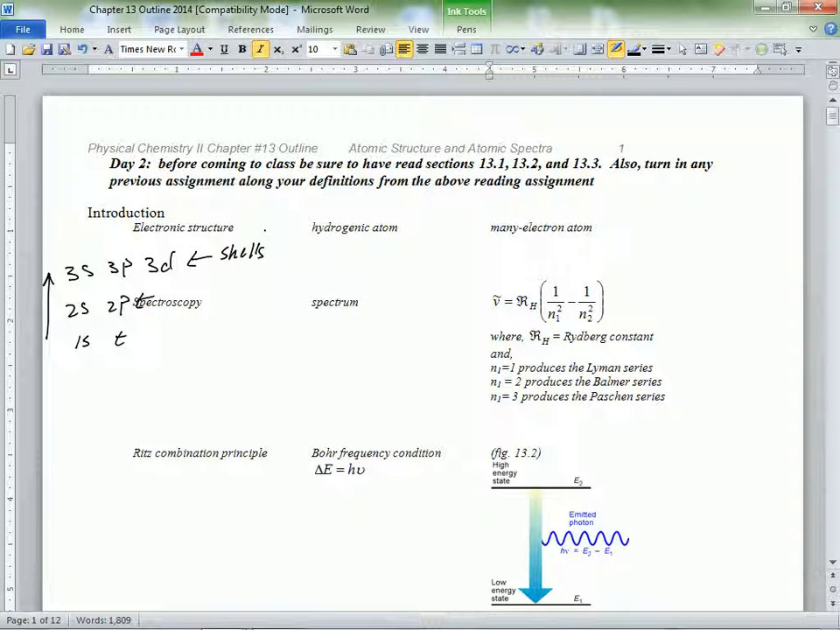Okay. And if we have a hydrogenic atom, let's go over to here and take a look at it quick.